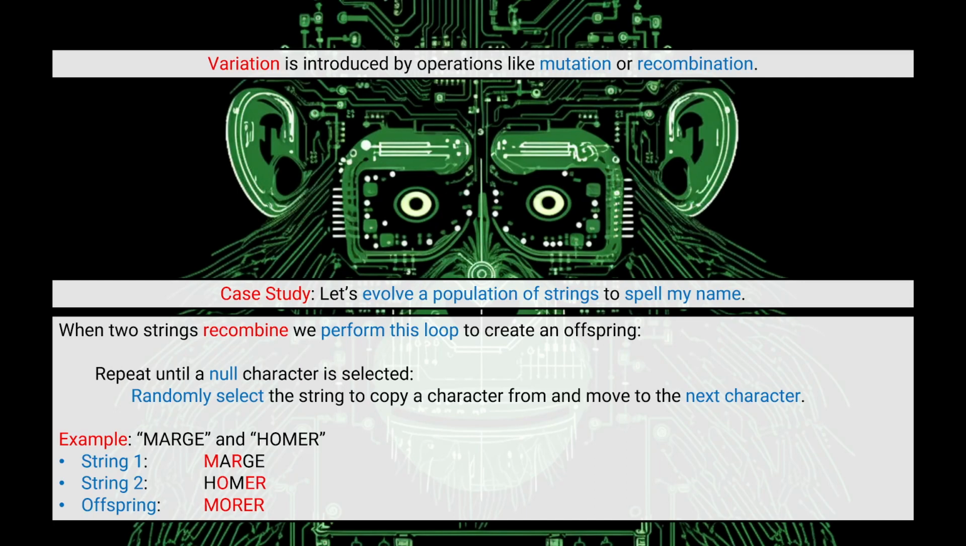So if we get to the next position, we know we end. So the offspring we might create here is Morer, M-O-R-E-R, by blending these two strings together. So this is going to be crossover. It's going to create a lot more variation in our strings, because it's going to create strings that aren't just going to have one character changed, maybe like we might have from mutation. In this case, Morer doesn't look like either Marge or Homer, and so it causes a lot more variation in our population, which is one reason why we like sexual reproduction in evolutionary algorithms, because it can help boost that variation bit.